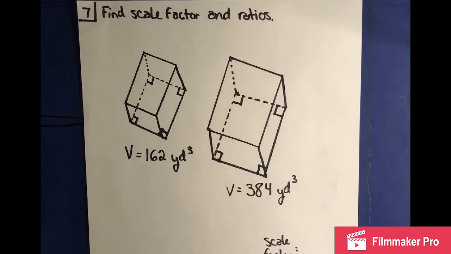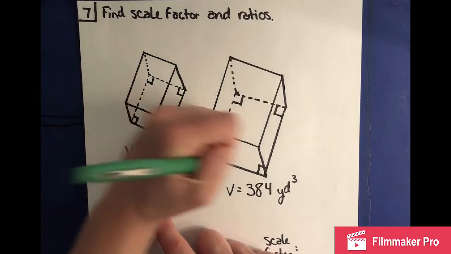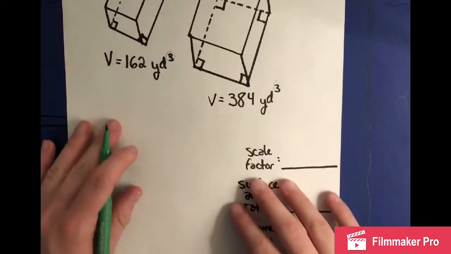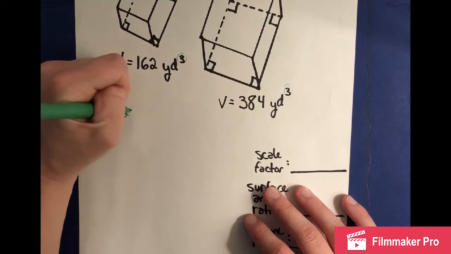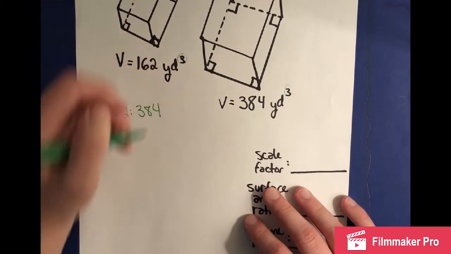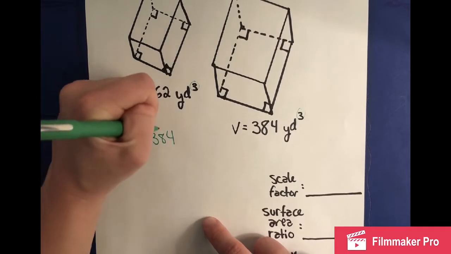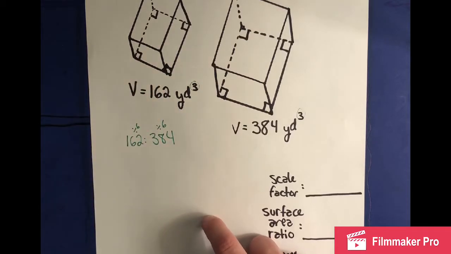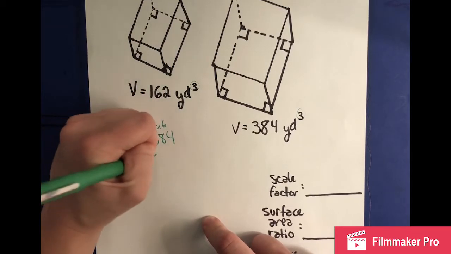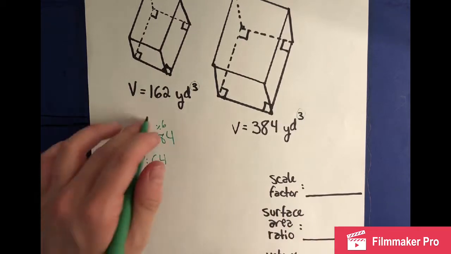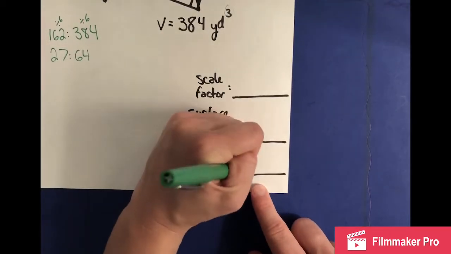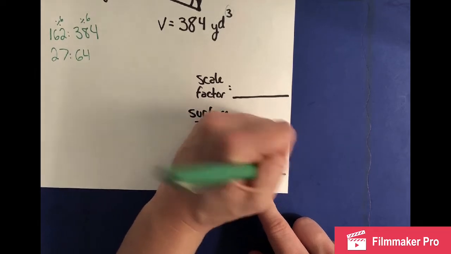Just going to show you one of these just because the first one had scale factor, the next one had surface area, this one starts with volume. So you can probably figure out what we're already doing, but let's go through it. So volume, I see those cubes, I'm good to go. So I have 162 to 384, and if I'm right, 6 went into each of them. So I divided by 6, divided by 6. You ended up with a simplified 27 to 64. That, remind you, is volume. So this is 27 to 64.